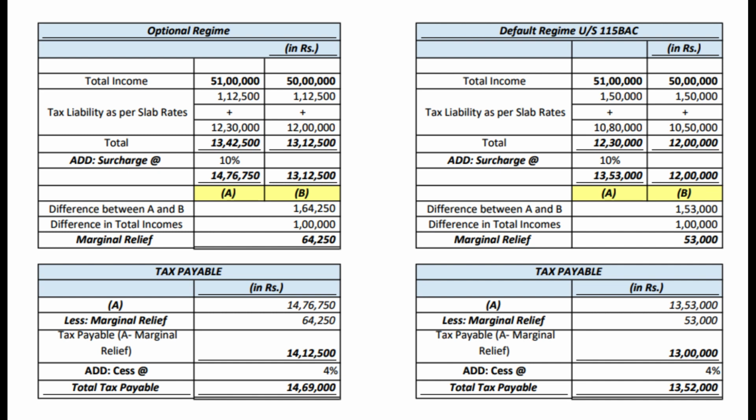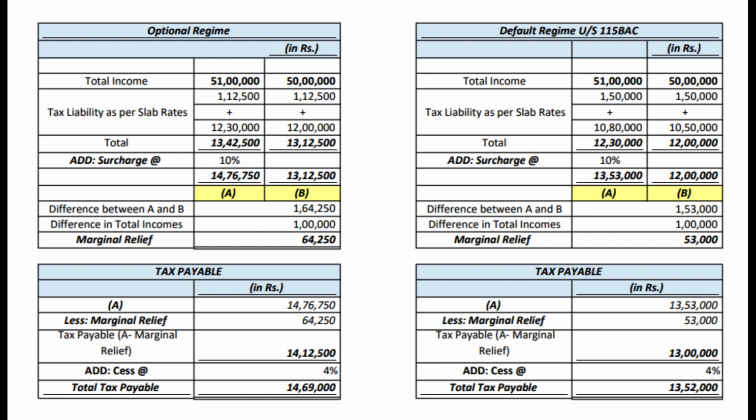The next slab, which is total income exceeding rupees 15 lakh. In such a case, the tax levied will be 30% of 51 lakh minus 15 lakh. So, on rupees 36 lakh, we are applying the tax rate of 30% and the amount will be rupees 10,80,000. So the final tax liability of the assessee under the default regime will be rupees 1,50,000 plus 30%, that is 10,80,000. The total amount is rupees 12,30,000.